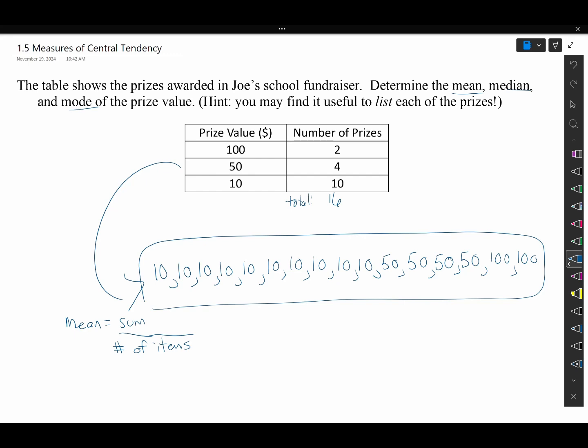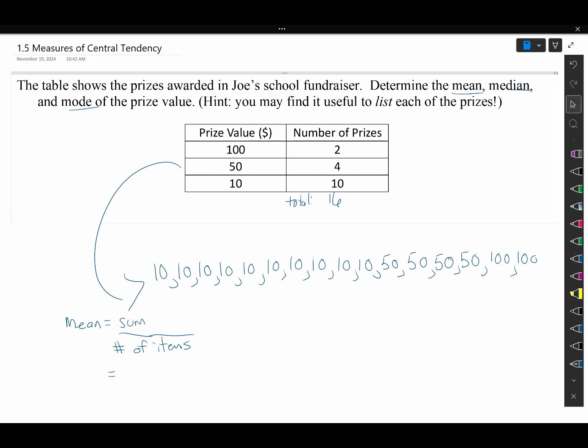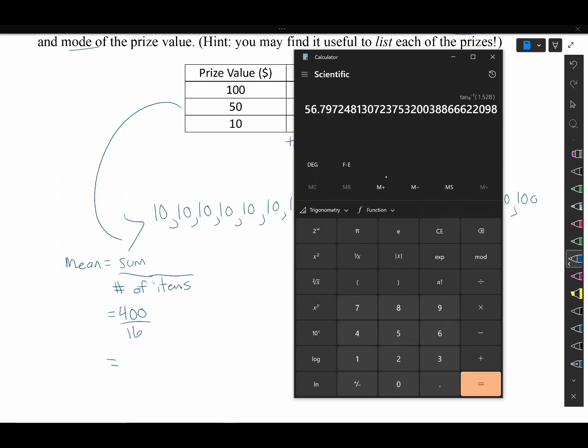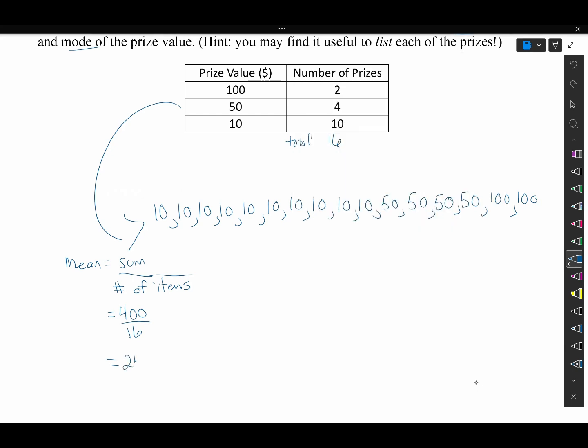Number of items. Fantastic. The sum we said was 400, nice and easy, and divided by the number of prizes, that's divided by 16. So if I'm calculating the mean, I just take 400 divided by 16. I throw that right into my calculator. 400 divided by 16. I end up with something like 25.